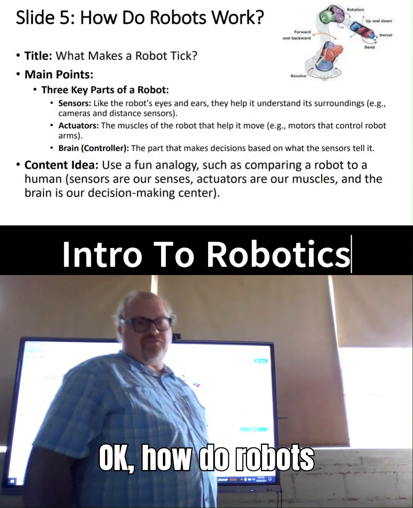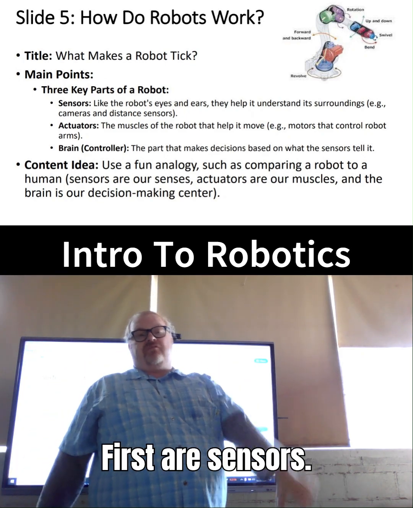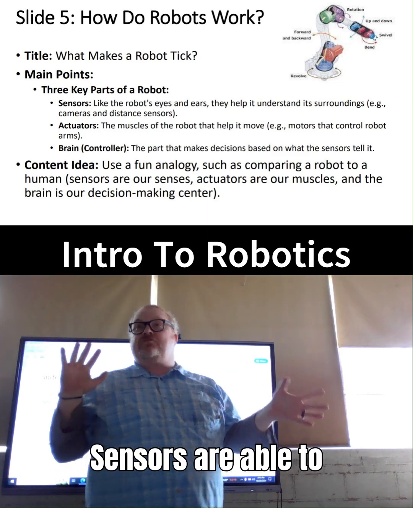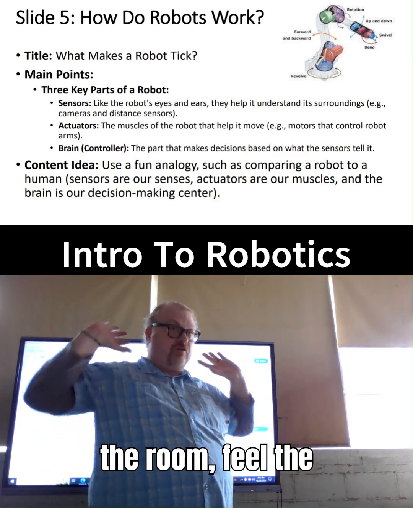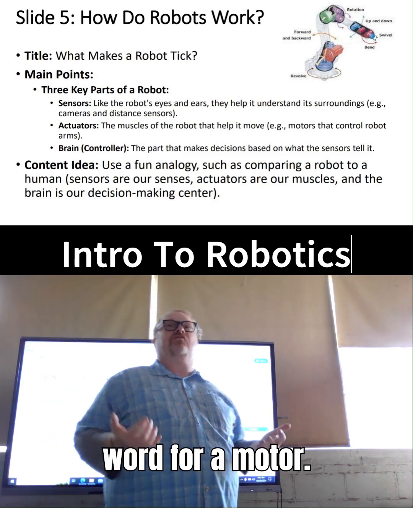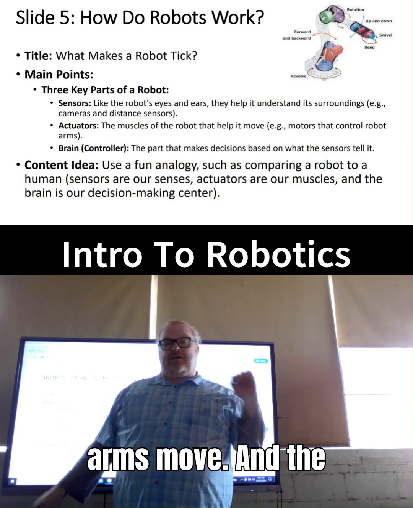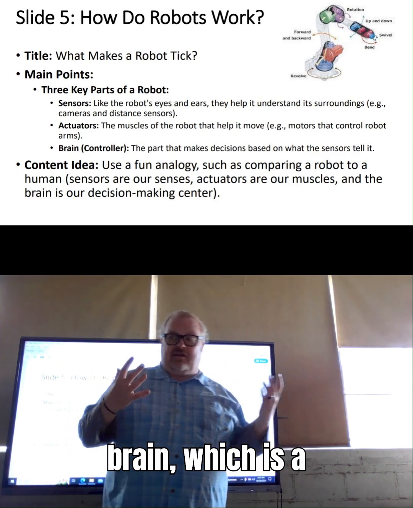Okay, how do robots work? There are three parts of a robot. First are sensors. Sensors are able to see the room, hear the room, feel the room. Actuators, that's another fancy word for a motor. It's able to make arms move. And the brain, which is a computer, essentially.